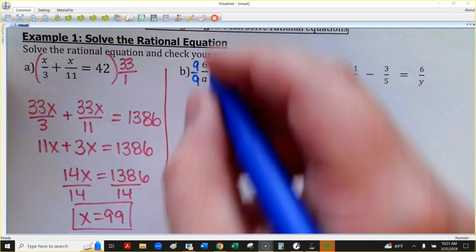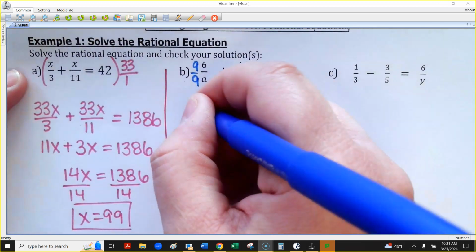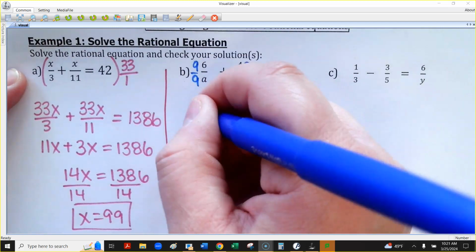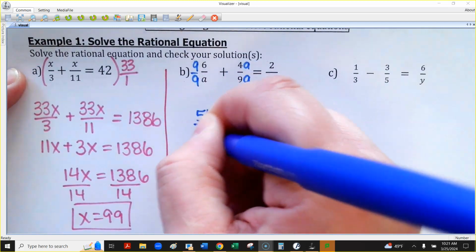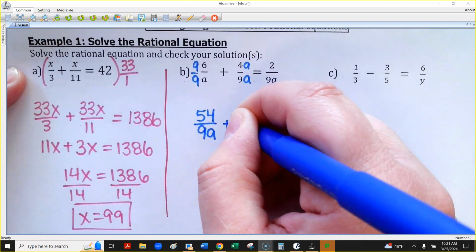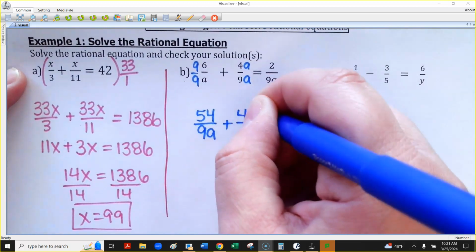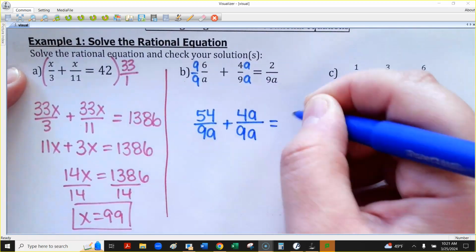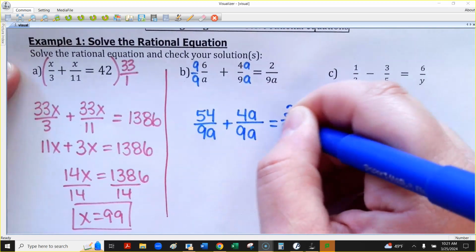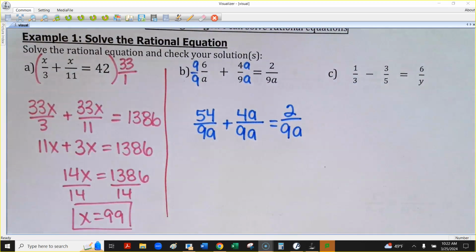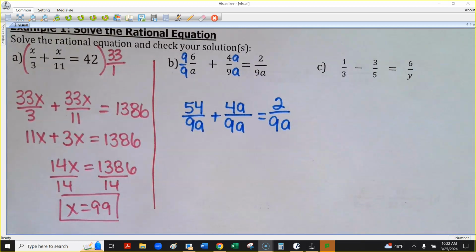Now, I'm just going to do this for this question. So on the first fraction, 9 times 6, you'd have 54 over 9a. On the second fraction, you would have 4a over 9a. And the third fraction, I didn't have to change, because that already had the denominator 9a. Now here's the deal. I didn't do this on the last question because I didn't have a variable in the denominator. I did have a variable in the denominator here, so what I did was create a common denominator between all the fractions.